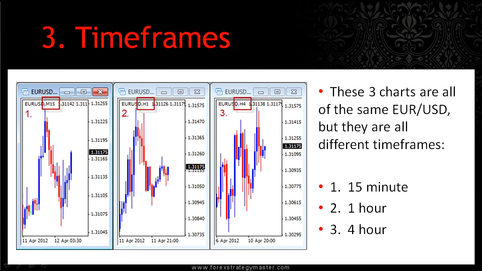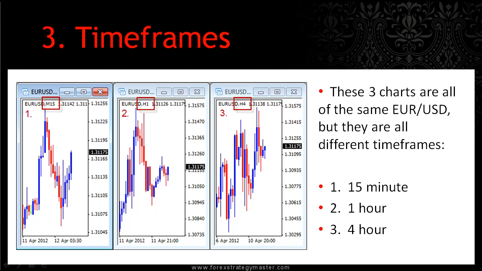These three charts are all of the same Euro USD, but they're all different time frames. Chart number 1 on the left is a 15-minute time frame. Chart number 2 in the center is a 1 hour time frame, and chart number 3 on the right-hand side is a 4 hour time frame. These are of the same market at the same time, but we notice how different they look.